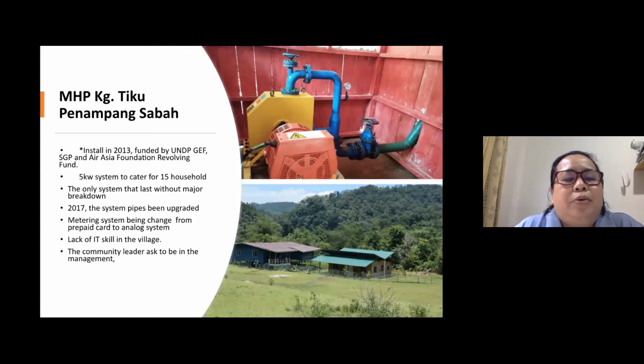This one is the MHP in Kampung Tiko. So far, this is the best management in Ulu Papar; from 2014 until now, the system is still working. It is a 5 kilowatt system to cater for 15 households, and it's the only major system without a major breakdown. One of the reasons may be the leadership, because the leader can organize the people to work together to clean up the system, and they all work together to pay the tariff for the maintenance of the system.